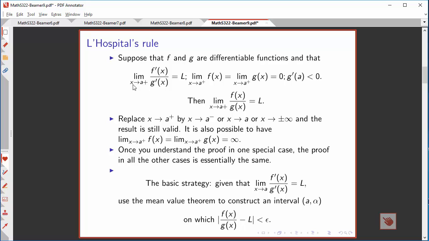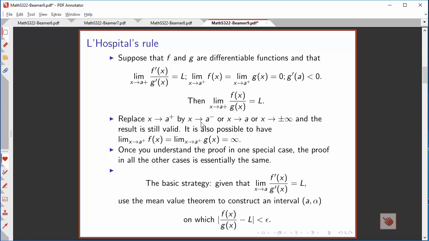Suppose we've got a situation where we have two functions, f and g, and as x approaches a from above, both of these approach a limit of 0. So the limit from above of f and the limit from above of g are both equal to 0. Then what L'Hopital's rule says is the limit of the ratio is the same as the limit of the ratio of the derivatives.